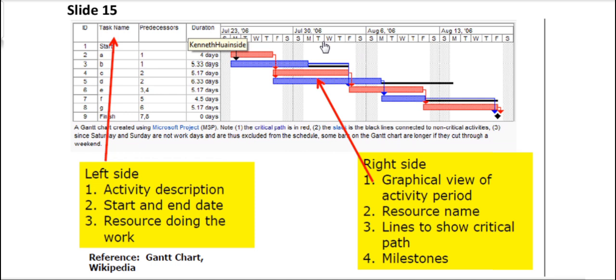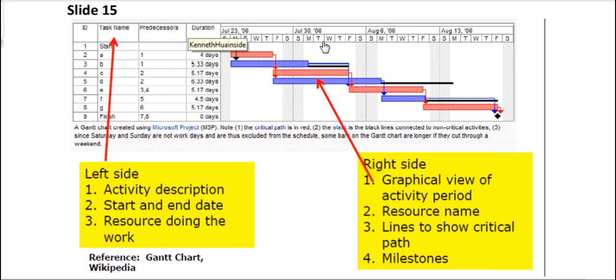So let's take a look at this example. This is an example of a Gantt chart created using a paid software called MS Project. On the left side, you can see the activity description of the project. You can list here the project tasks. You can also list the timeline of each activity, so this is the start and end date of each task or the duration. And for each activity, you can list the resource, the person doing the work.